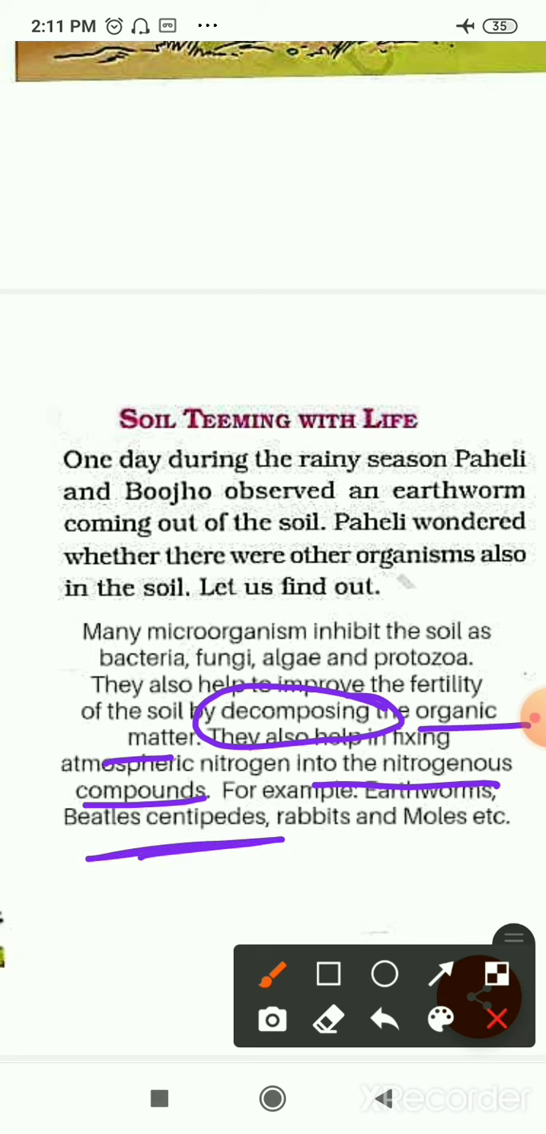And earthworms, these earthworms are called friends of the farmers. Why are these called friends of the farmer? Because they ingest the soil, they eat the soil, then they excrete it, right? And after digesting, when the soil goes through its alimentary canal, it becomes digested, and now this digested organic matter is good for the soil, right?